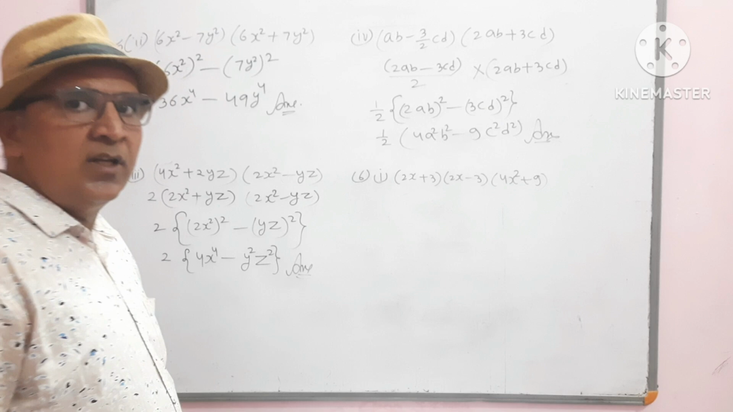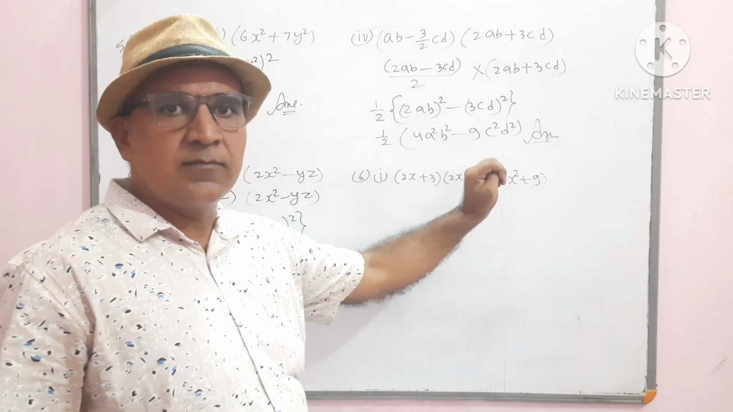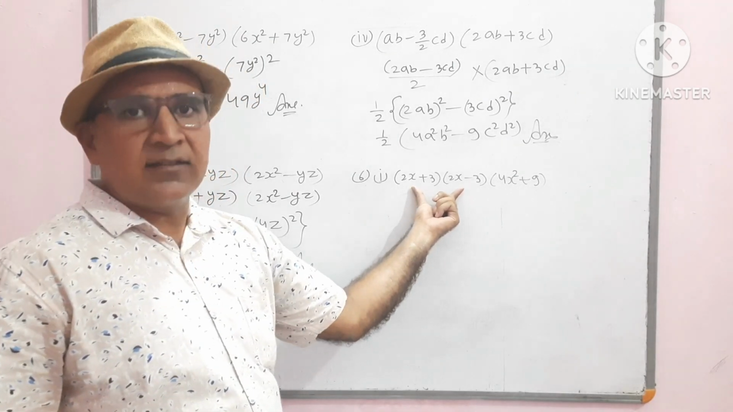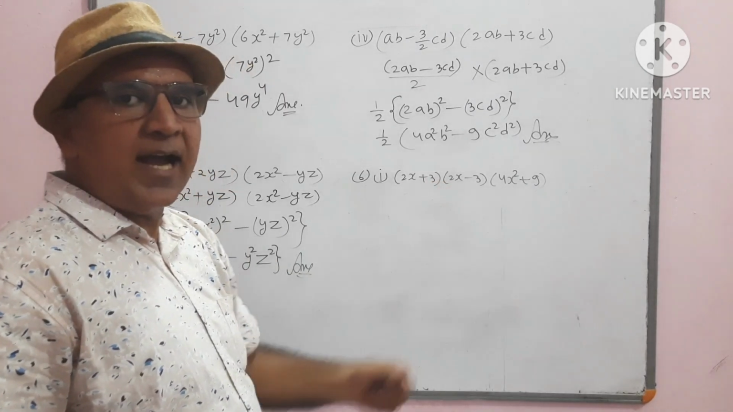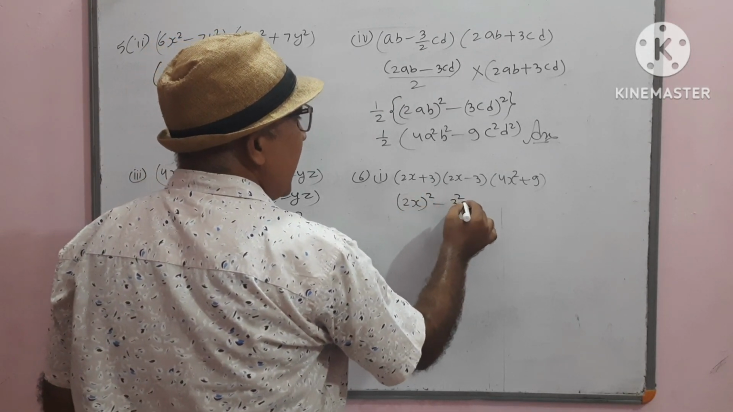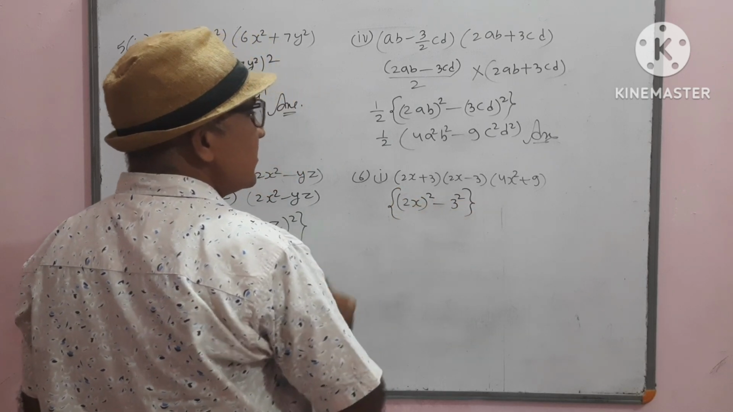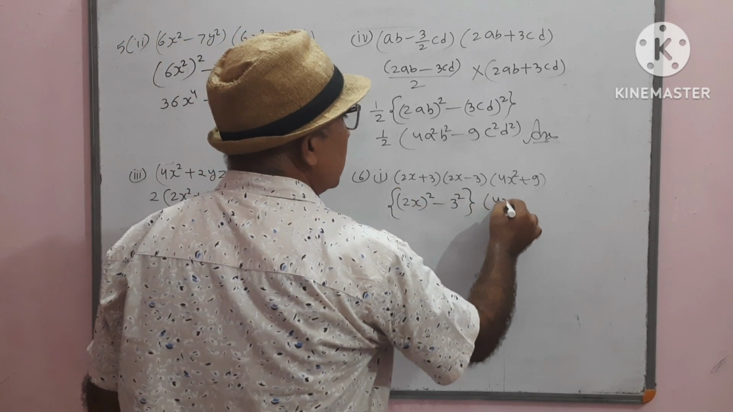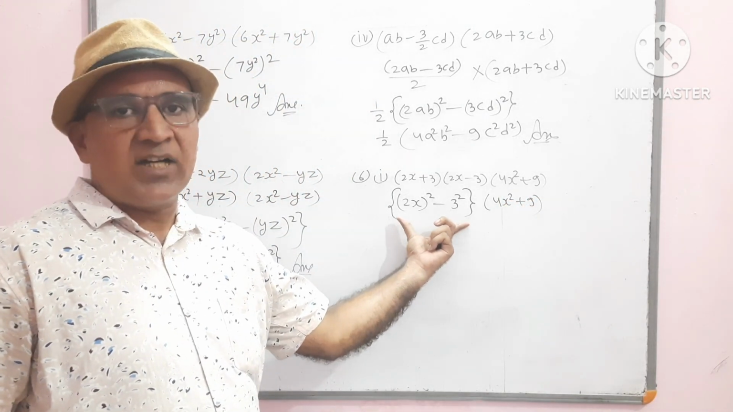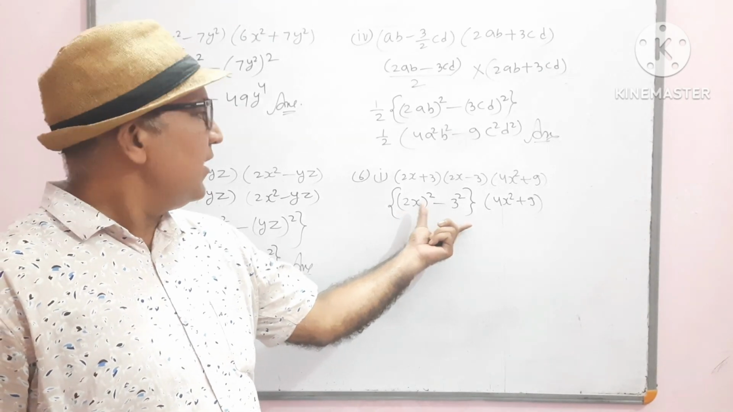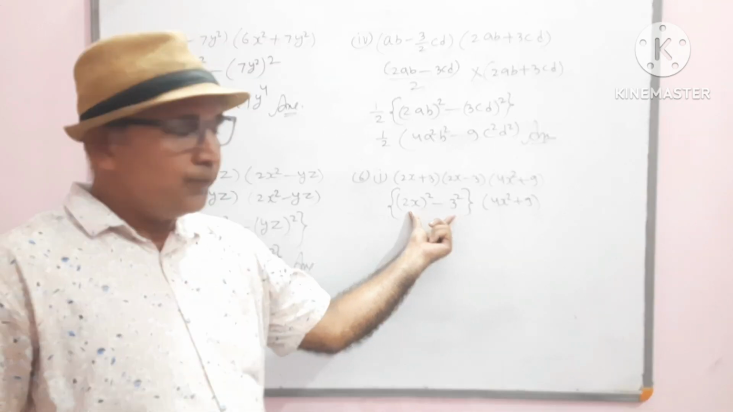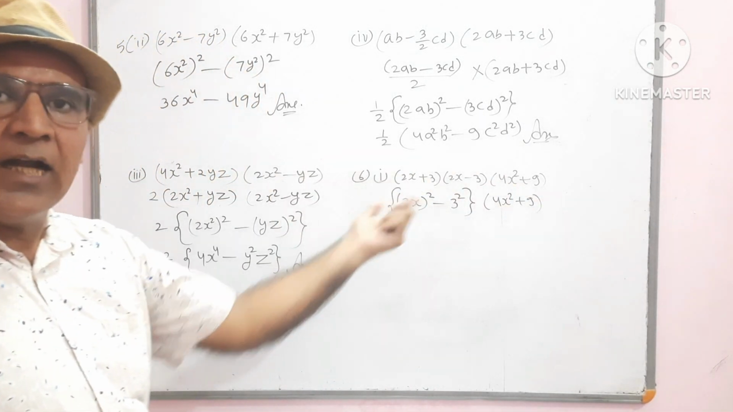Now see this question. In this question there are 3 brackets, but watch only 2. These 2 brackets are looking like the identity A plus B into A minus B. So it will become 2x whole square minus 3 square. Write them in a single bracket because one more bracket is multiplied here. So don't forget to put this curly bracket, otherwise the method will be wrong. At the place of A plus B into A minus B, we have written A square minus B square in a bracket. And then this 4x square plus 9 in another bracket.